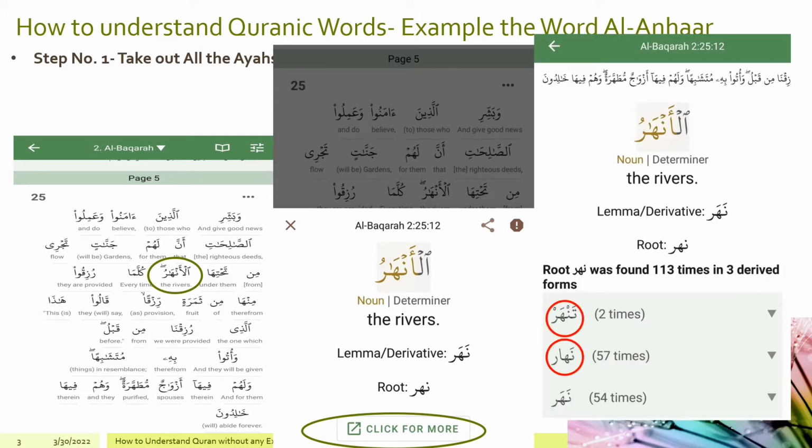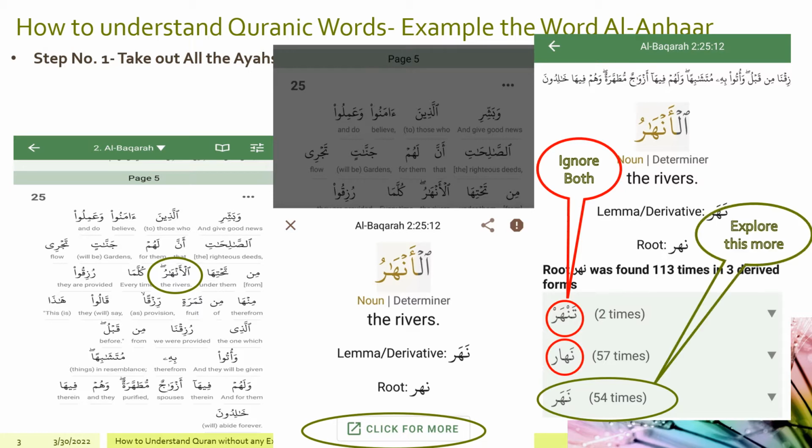Do not look for the extended words, and it's because of this that you do not use these two words' extensions. These two words have different alphabets. You look for the same word. So the same word is the word nahar, which appears in Quran 54 times. So we have to take out each of these words and then understand what is the meaning of this word.